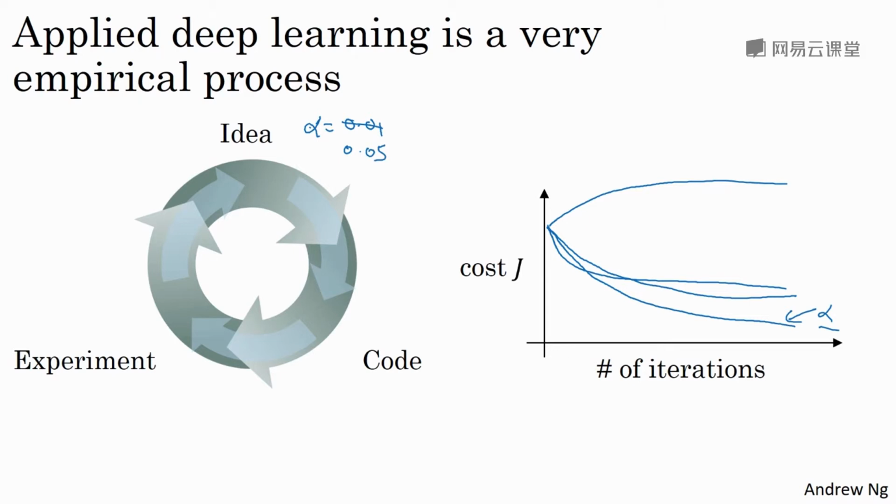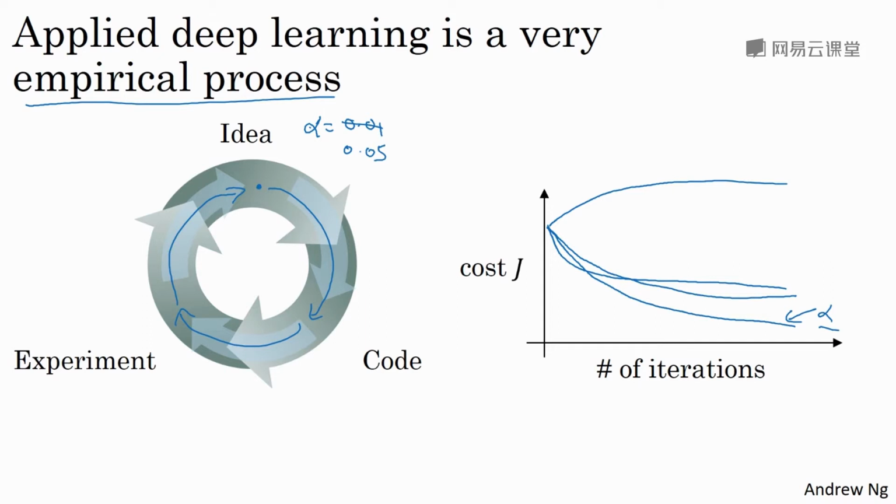So what will often happen is you just have to try out many different values and go around this cycle. Try out some value. Maybe you try 5 hidden layers with this many hidden units, implement that, see if it works, and then iterate. So the title of the slide is that applied deep learning is a very empirical process. An empirical process is maybe a fancy way of saying you just have to try out a lot of things and see what works.